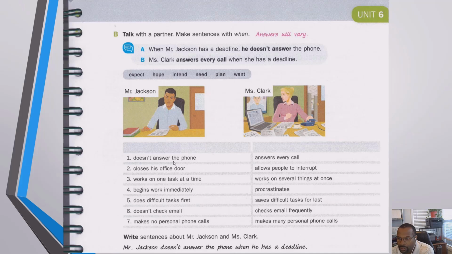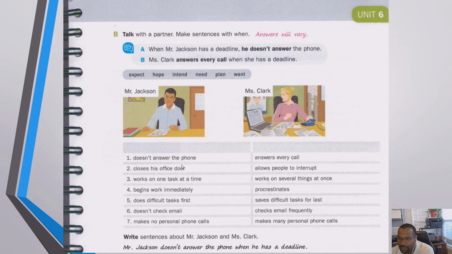Mr. Jackson doesn't answer the phone. Mr. Jackson closes his office door. Mr. Jackson works on one task at a time. Mr. Jackson begins work immediately. Mr. Jackson does difficult tasks first. Mr. Jackson doesn't check email. Mr. Jackson makes no personal phone calls. So when we're talking about Mr. Jackson, we can say, when Mr. Jackson has a deadline, he doesn't answer the phone.